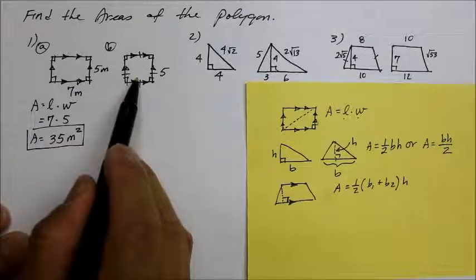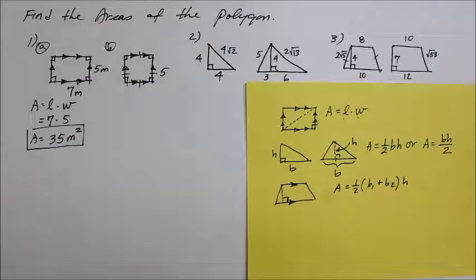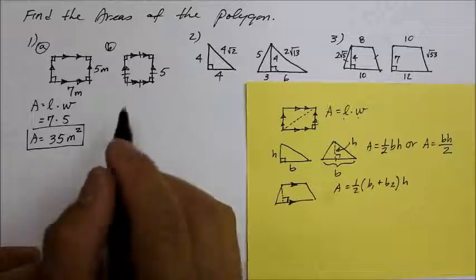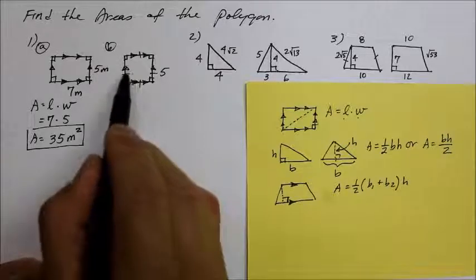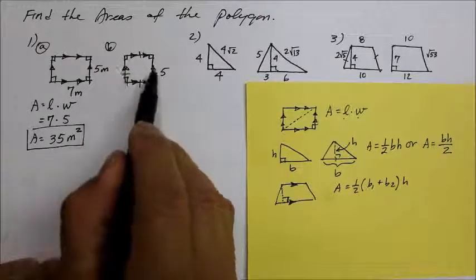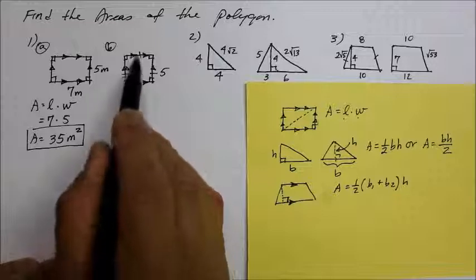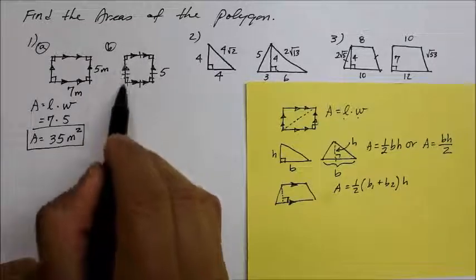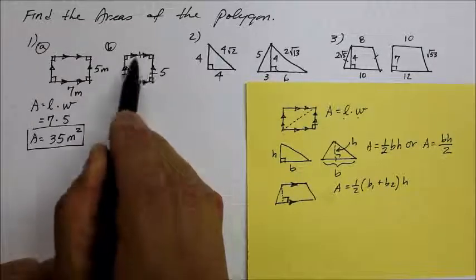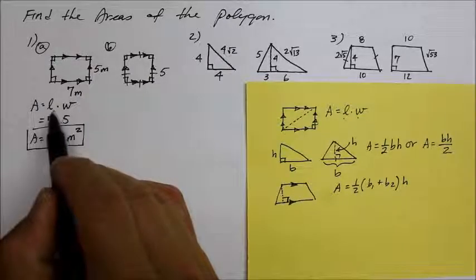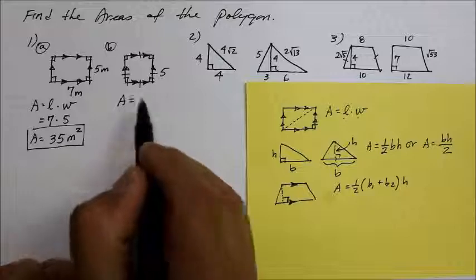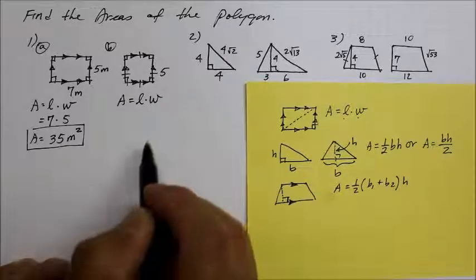Why don't you try number 1b? Okay, if you said, is there any particular formula for square? Well, if you notice, the square also has 2 pairs of parallel lines at 90 degrees. It just happens to be that all 4 sides are congruent. So we can still use the same formula as a rectangle. So area equals length times width.